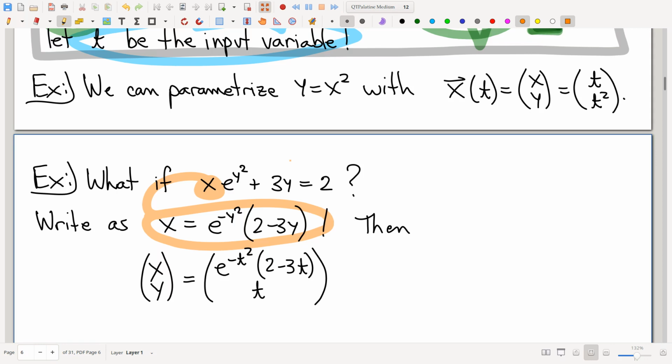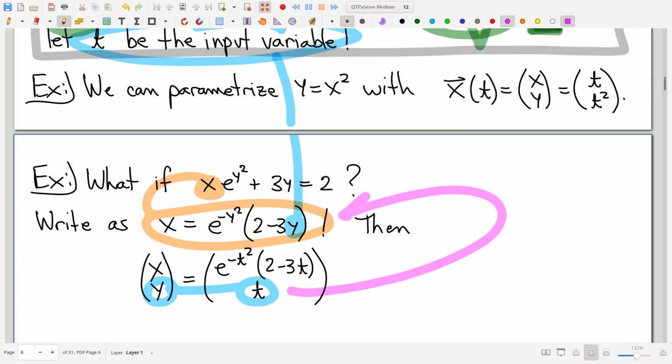In this case, y is my input variable, so I'm going to let y be equal to t. And again, it's all over but the shouting, because after all, if y is equal to t, then you plug that into there, and that means that x must equal this business here. And success, we have position as a function of time. And we have a parameterization.